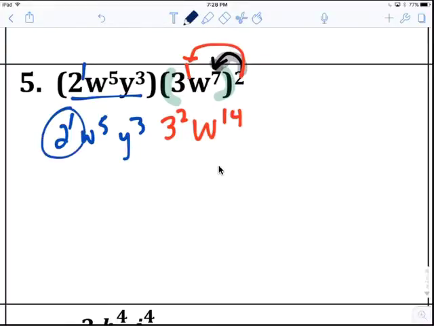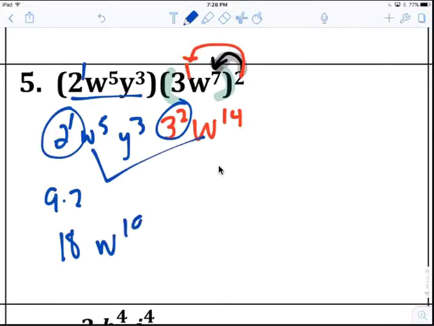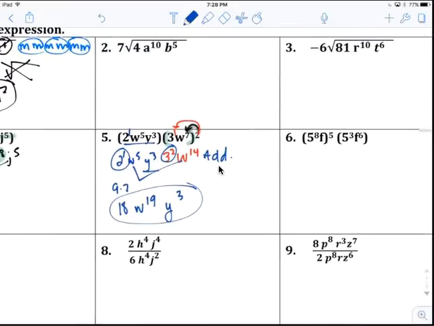Well, 2, that's 9. 9 times the 2, which is 18. Okay. So w to the 5th and w to the 14 is w to the 19. Remember, we're adding these. And then y, there's no y, so it's y to the 3rd, and that's your answer.